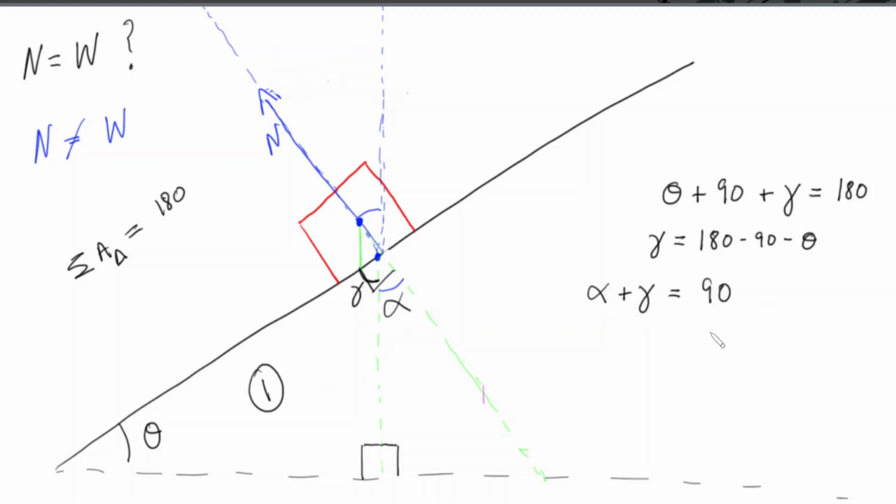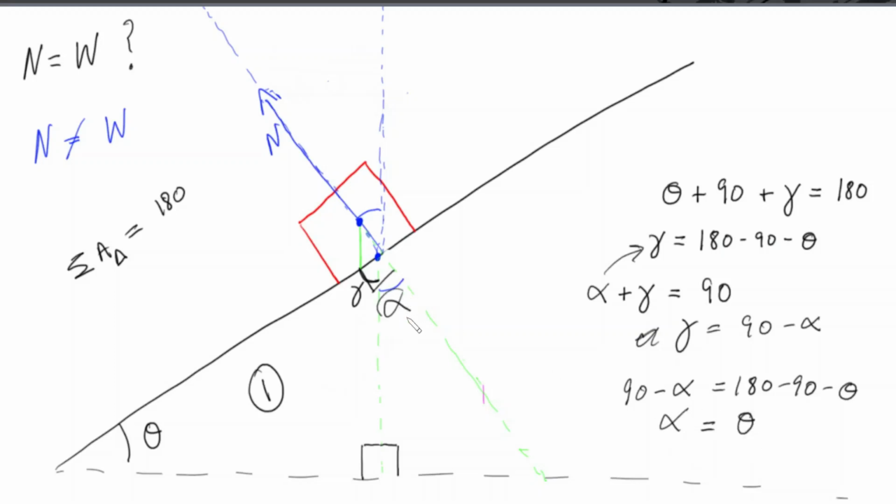And I can plug that back into the equation over here. So I can say gamma is equal to 90 minus alpha. So 90 minus alpha is equal to 180 minus 90 minus theta. And if we do a bit of arithmetic there, we get alpha is equal to theta. So this angle here, alpha, is going to be equal to theta.